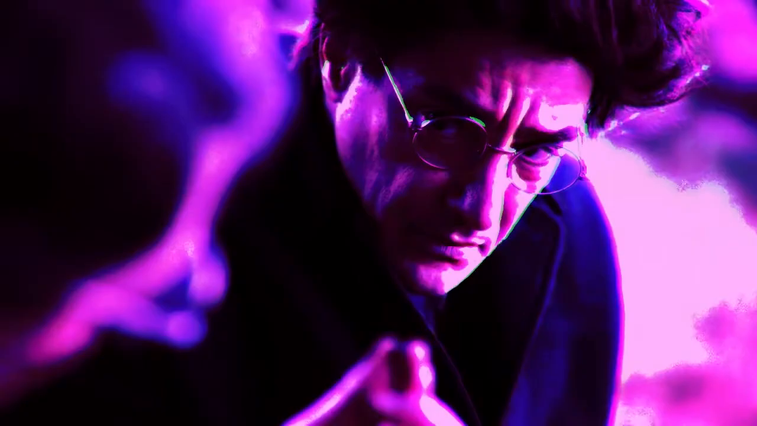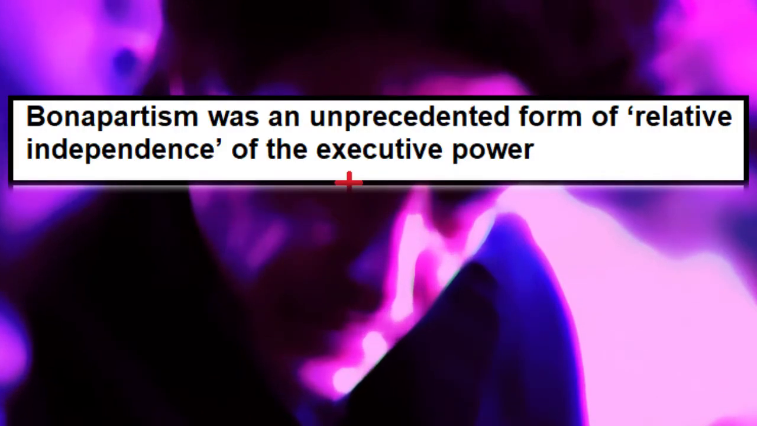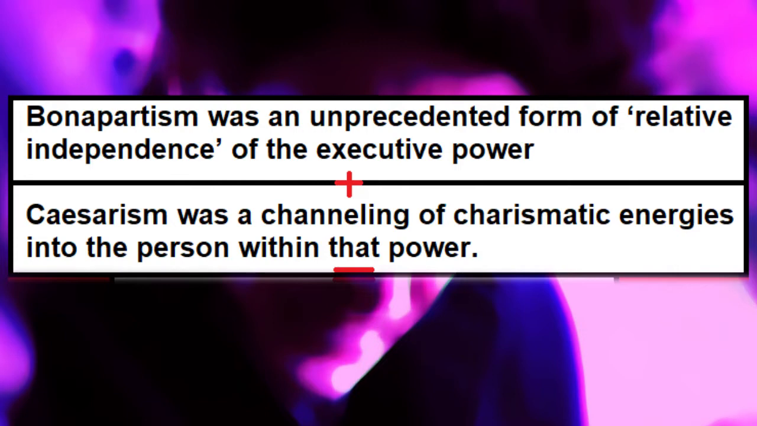These factors for Gramsci explained how the Caesarism of Hitler, not the divided left, were able to triumph, as Hitler persuasively offered the public the goal of actualizing a reactionary and socially repressive utopia through the creation of a racial state, which was framed as a national revolution that would encompass the entire Volk, although Gramsci himself did not view it as revolutionary. For Gramsci, Bonapartism was an unprecedented form of relative independence of the executive power, and Caesarism was a channeling of charismatic energies into the person within that power.